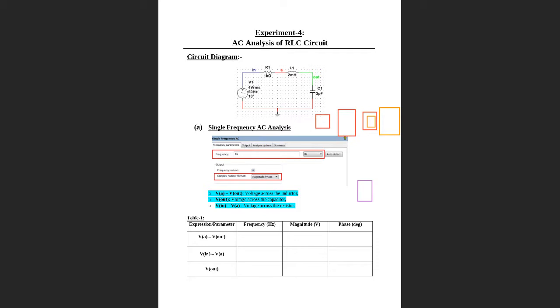Similarly, for the capacitor, this capacitor is connected between out and the ground. Always you know that the voltage of ground is 0. So what will be the voltage of capacitor? Output voltage minus 0. This is here, capacitor. Similarly, resistor is connected between input and A. So what will be the voltage across resistor? It will be input minus A. This terminology is clear.